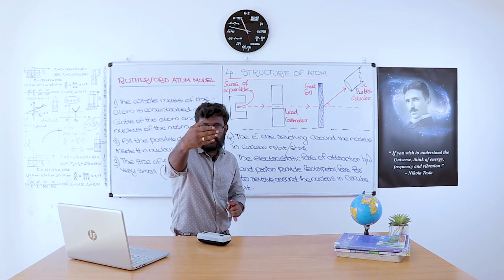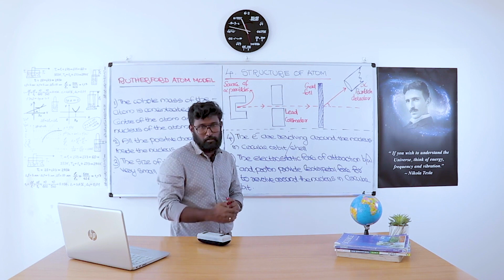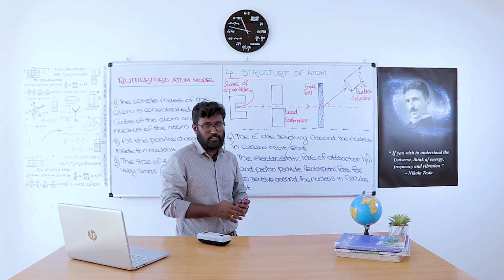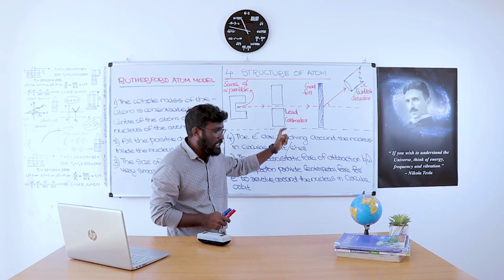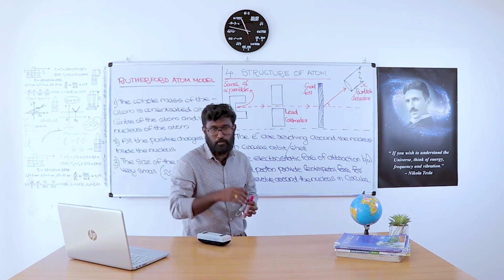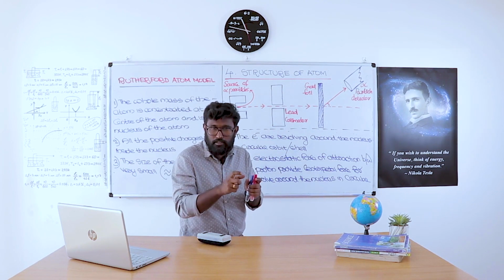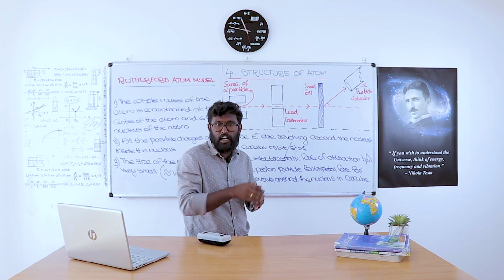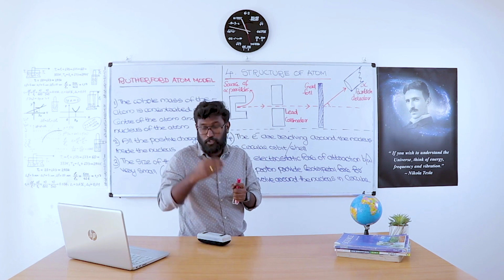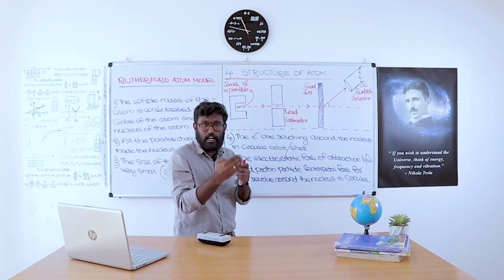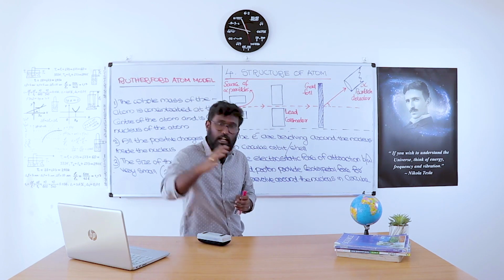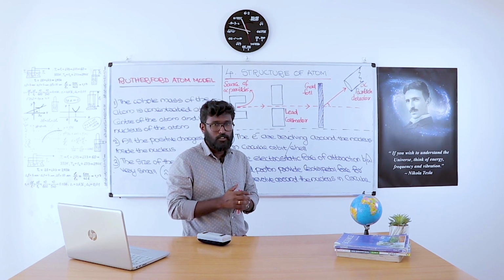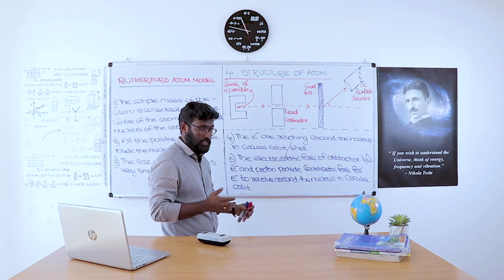So here comes next, there will be another atom model called Bohr atom model. Why does Bohr atom model come? If Rutherford atom model is completely correct, then there will be no chance of Bohr atom model. If Bohr atom model comes, that means there is some limitation regarding the Rutherford atom model. That's why Bohr atom model comes. So what are the limitations of Rutherford atom model?